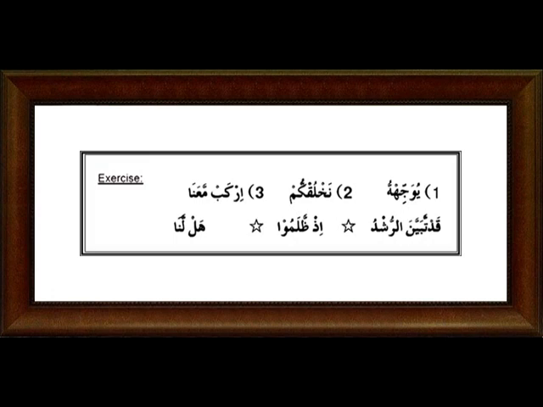In the next example, you can see that we have a lam, and following it there is another lam. The first lam is sakin, and the second lam is mushaddad. Now the first lam will not be pronounced at all, and we will only skip over to the next lam. So this will be pronounced as hallana, hallana.